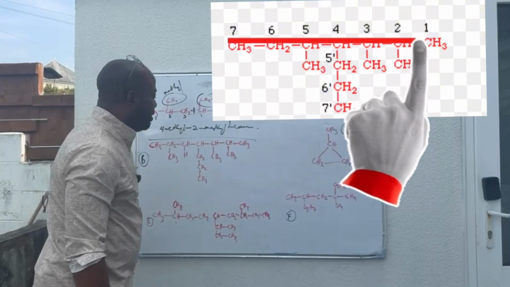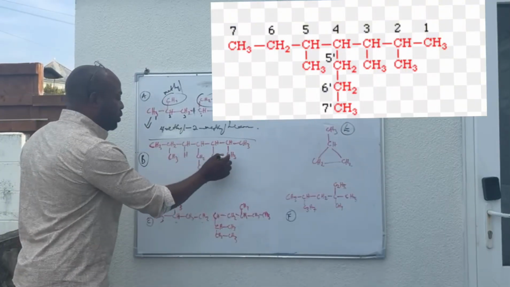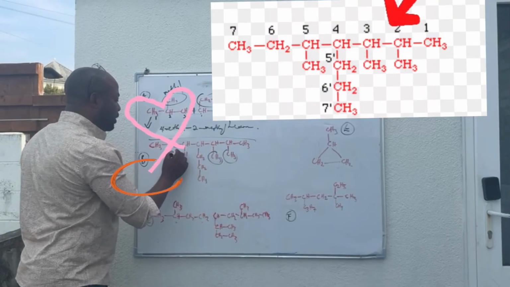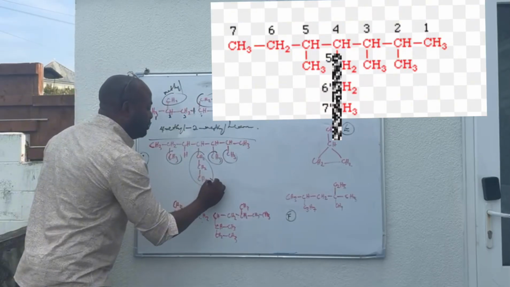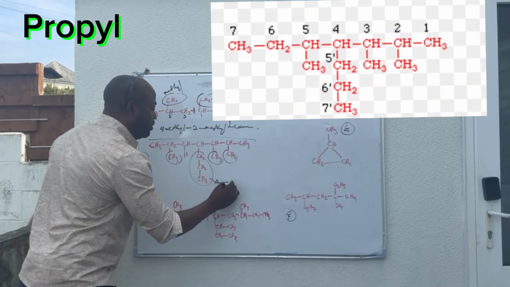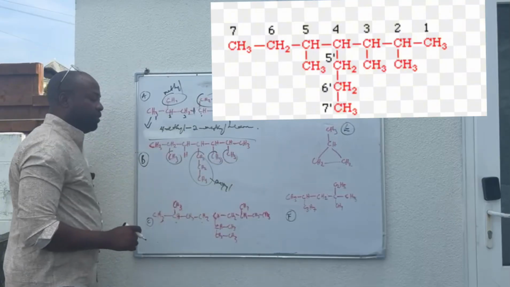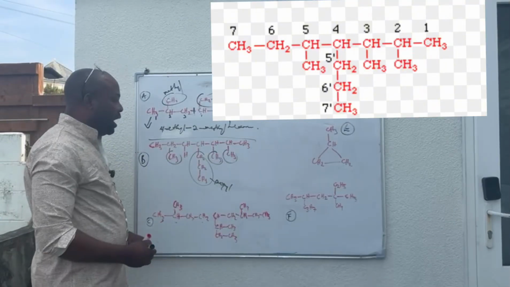If you don't use that one as our longest chain, then all these ones become our substituents. This one we call propyl. All these ones, we don't know the name before saying methyl. Now, how will we name them?